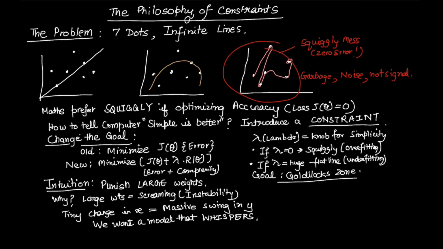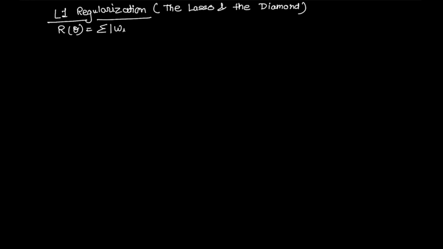Let's look at the few major techniques. First, L1 regularization, also known as Lasso regression. The formula is R(theta) equals the sum of the absolute value of each weight. In L1, the penalty is the sum of the absolute values of the weights. It seems simple, right? Just add up the magnitude of the weights. But this technique has a superpower that makes it unique, and that is sparsity.